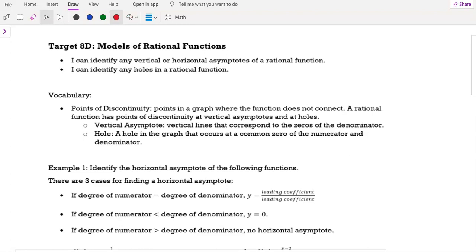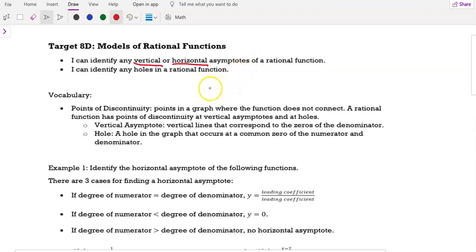Can you guys please flip to page number 15 in your notes packet? Today we are going to continue on to target 8D, which will be our last target of KC number 8. And today we're actually not going to be using our graphing calculators, and we're going to be finding both our vertical and our horizontal asymptotes without using our calculators.